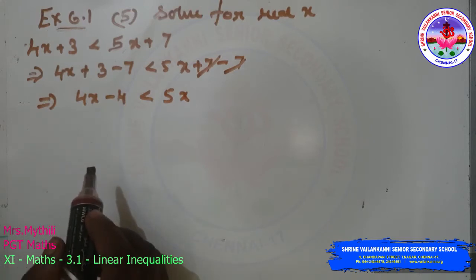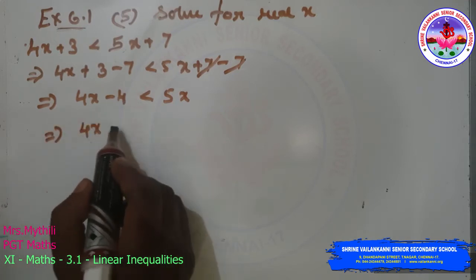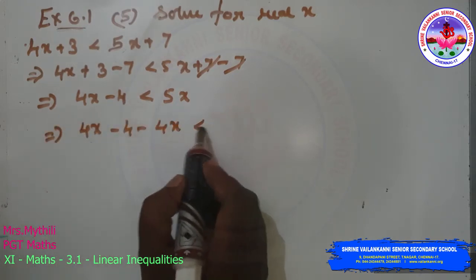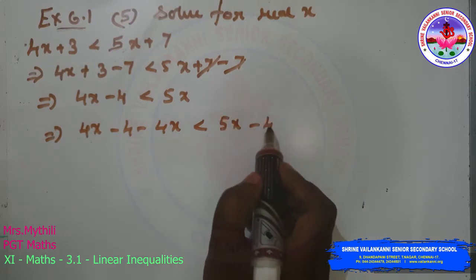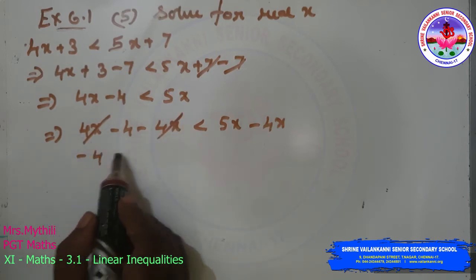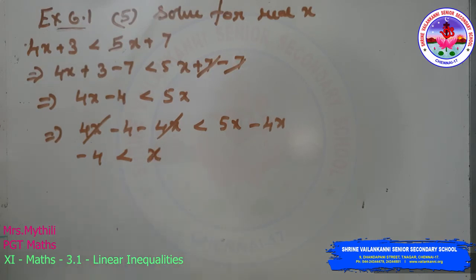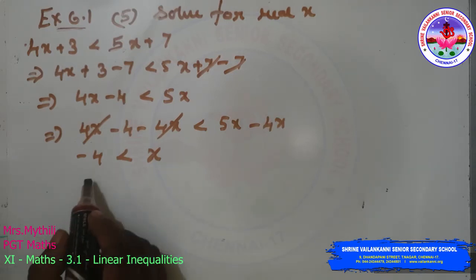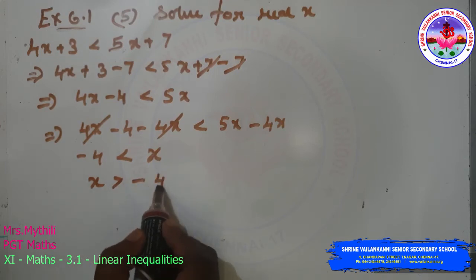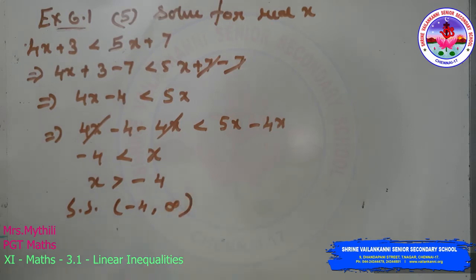Then subtracting 4x on both the sides, we get 4x minus 4 minus 4x less than 5x minus 4x. So 4x and 4x will get cancelled. So minus 4 is less than x. Thus all real numbers x which are greater than minus 4 are the solutions of the given inequality. That is, x is greater than minus 4. So solution set is minus 4 to infinity.